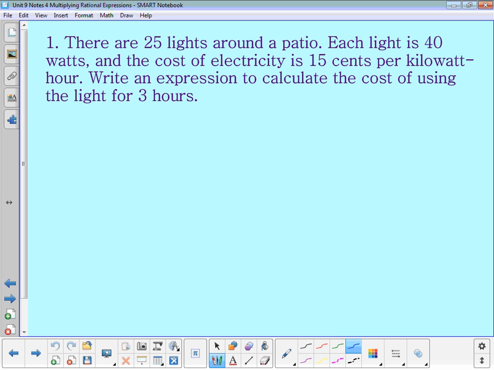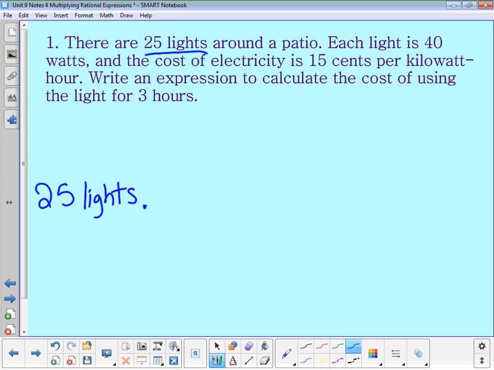So we need to do some stuff with dimensions. Dimensions help us change our labels to get the answer we want. A lot of times we look at miles per hour. Well, there are ways we could convert it to miles per minute or kilometers per hour. There are ways we can transform to be the label we want. So let's start off with the fact that we have 25 lights. I'm going to write that down first.